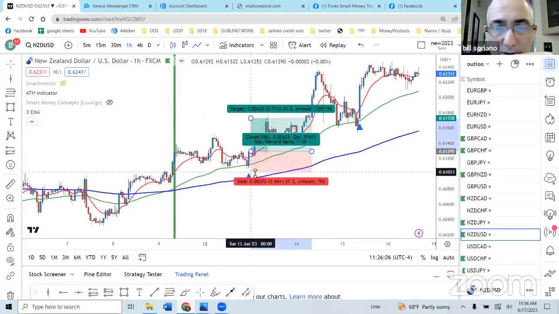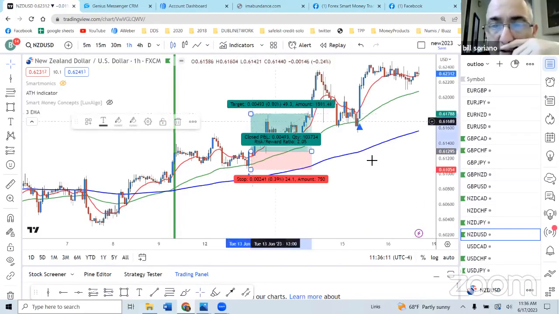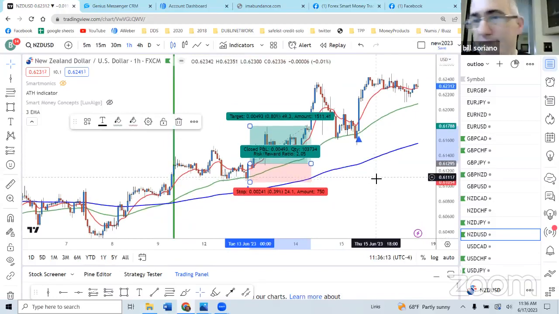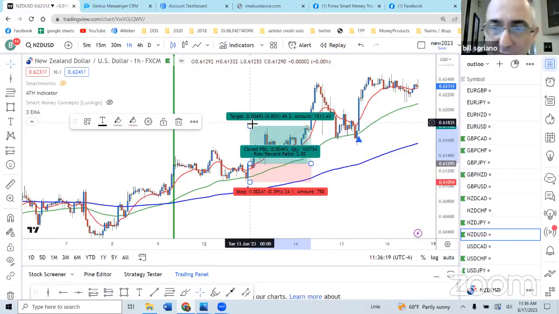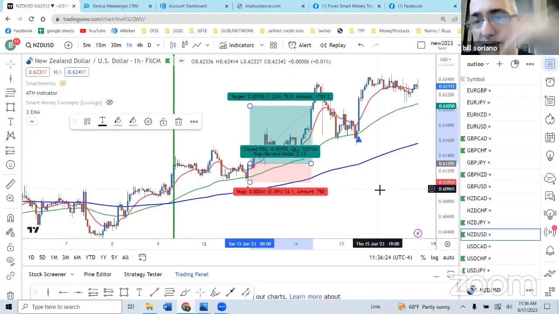Boom, your stop loss goes right down here. Right here you have 1 to 2. Again, you can exit your full position at a 1 to 2, right? Or you can close half of it, move your stop loss to break even and try to get a 1 to 3, which you get right there.